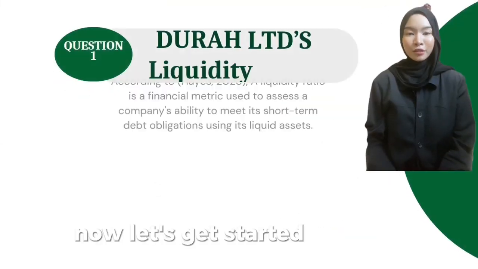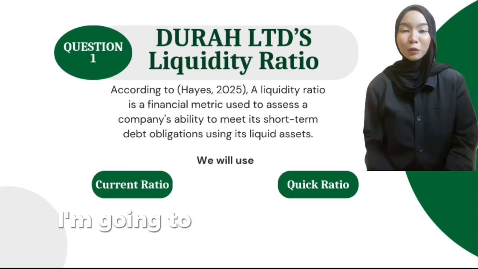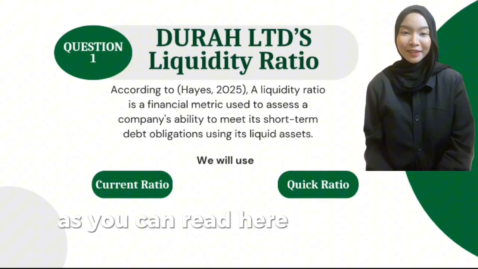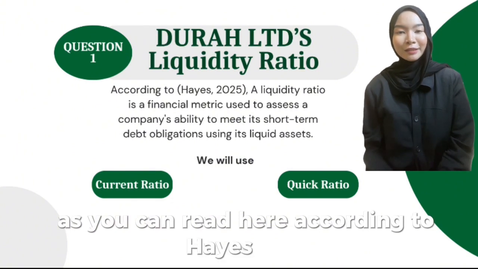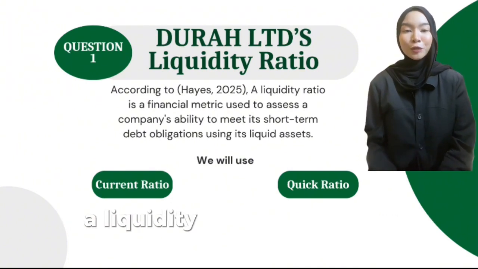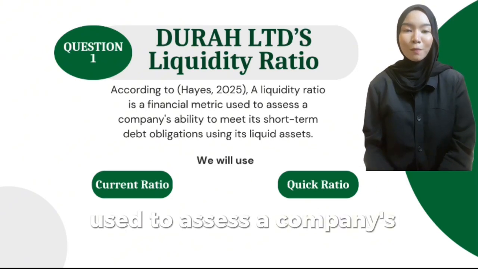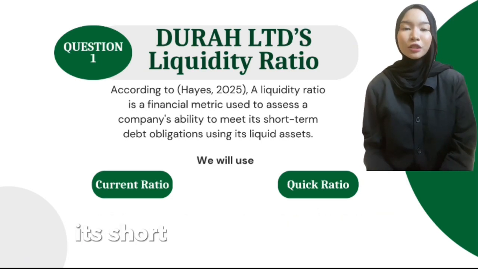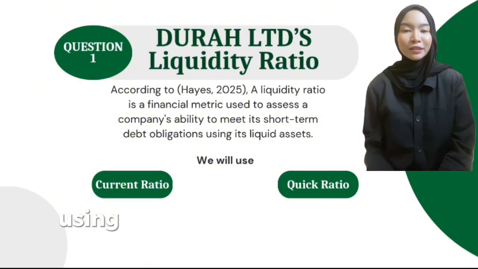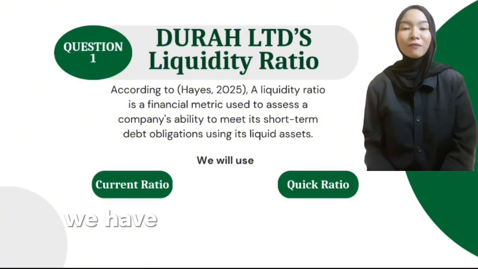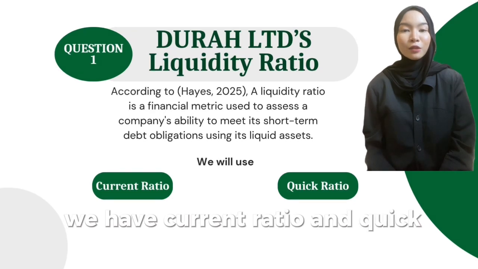Now, let's get started. First of all, I'm going to explain Durrah Ltd's liquidity performance. As you can read here, according to HIS 2025, a liquidity ratio is a financial metric used to assess a company's ability to meet its short-term debt obligations using its liquid assets. In liquidity ratio, we have current ratio and quick ratio.